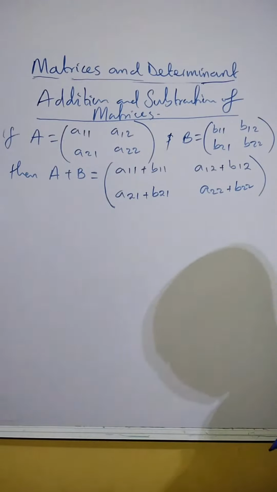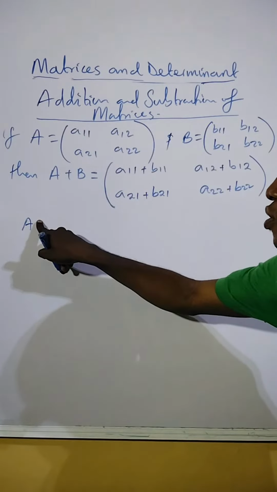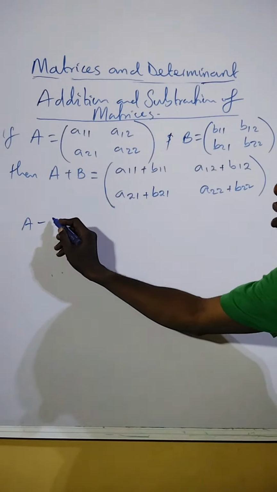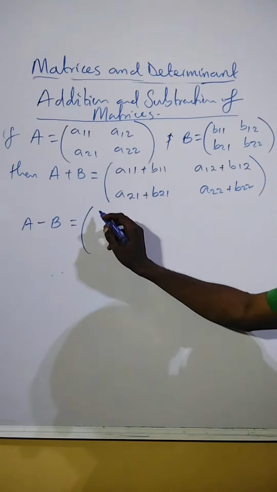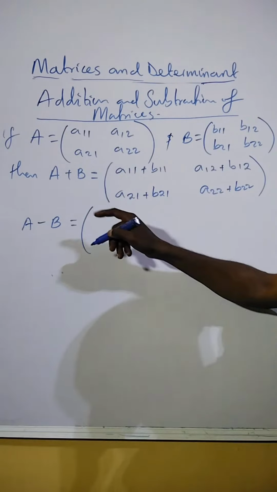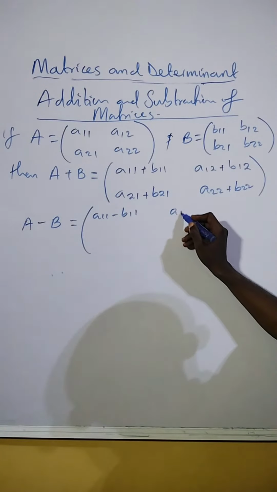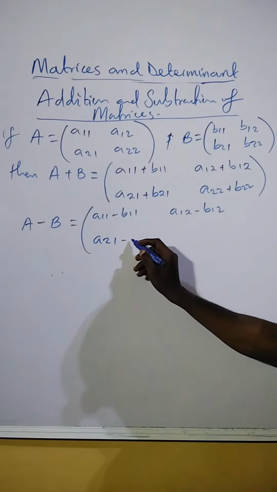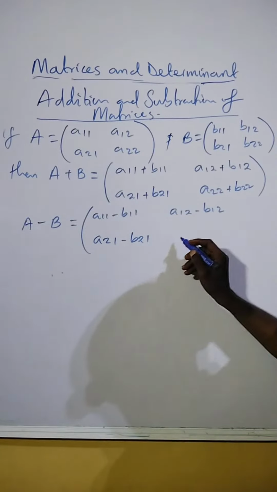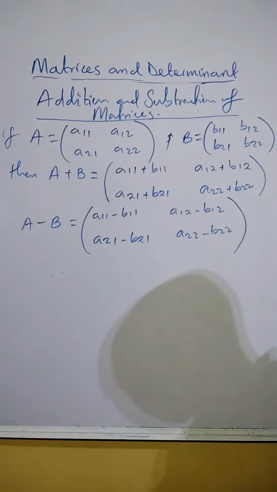And also A minus B is going to be, we subtract the corresponding elements. So that's here, A first, that's A minus B. So we have A11 minus B11, then A12 minus B12, and A21 minus B21, A22 minus B22. So that is how we add and subtract. Now let's look at this as an exercise.